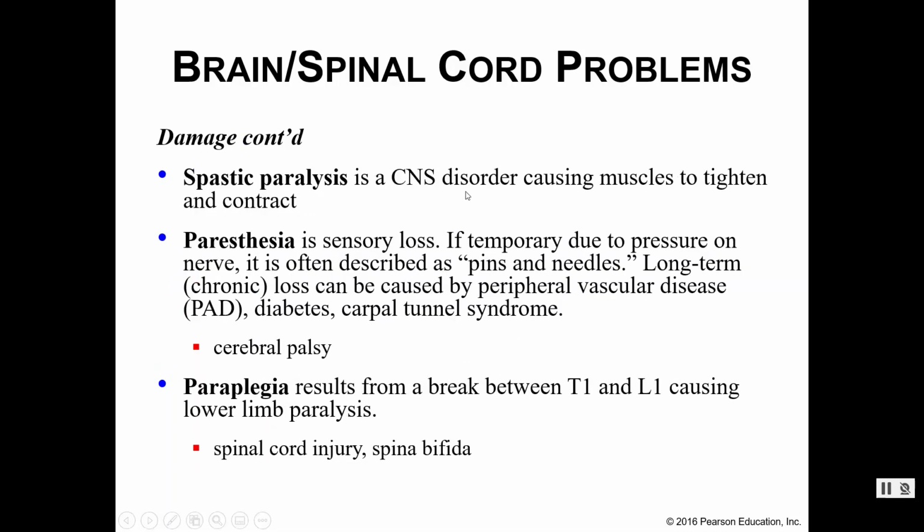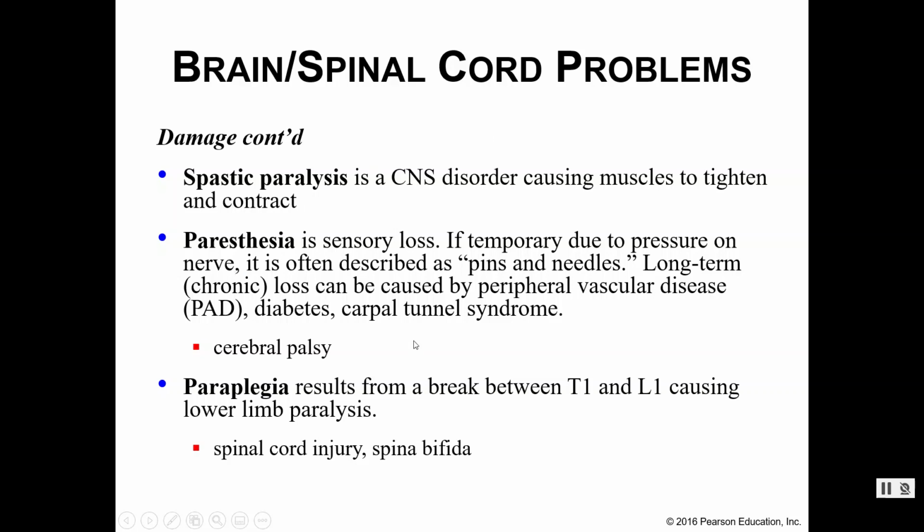All right, spastic paralysis. This one's really a disorder that causes the muscles to tighten and contract in a spastic manner. Okay, so just kind of sporadically, you have muscle contraction, muscle tightening, and then kind of go back to relaxation. That one's kind of interesting.